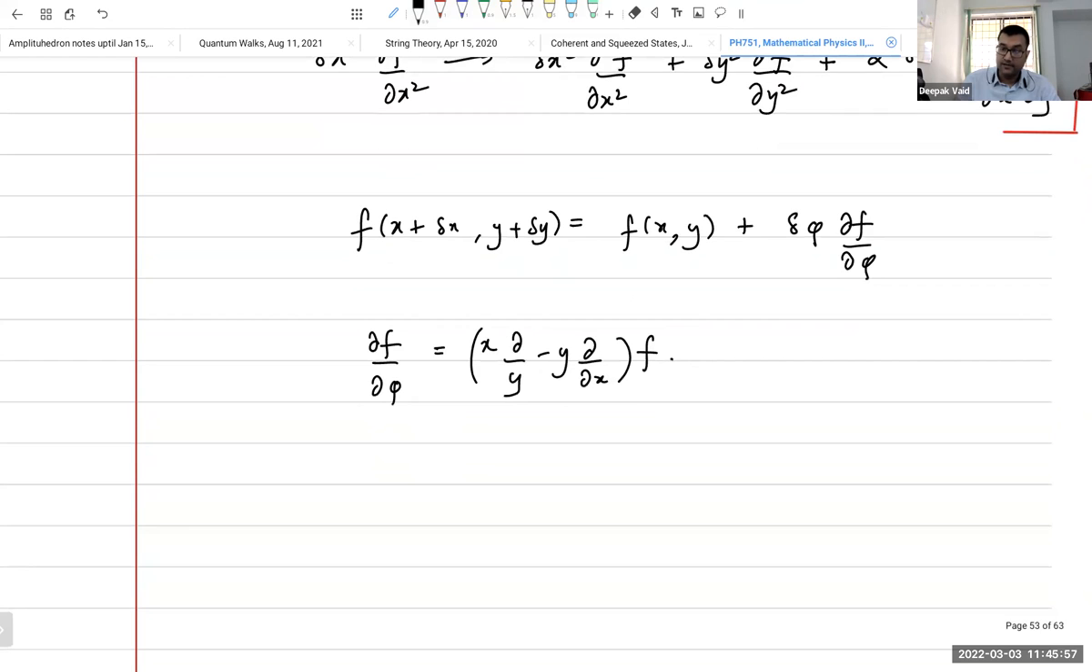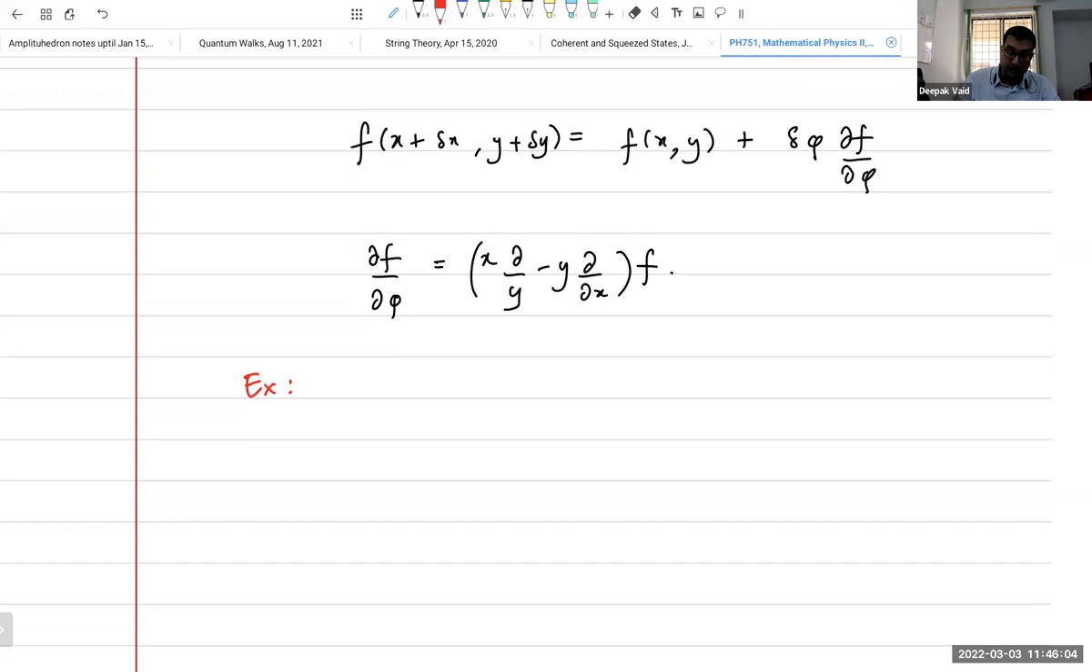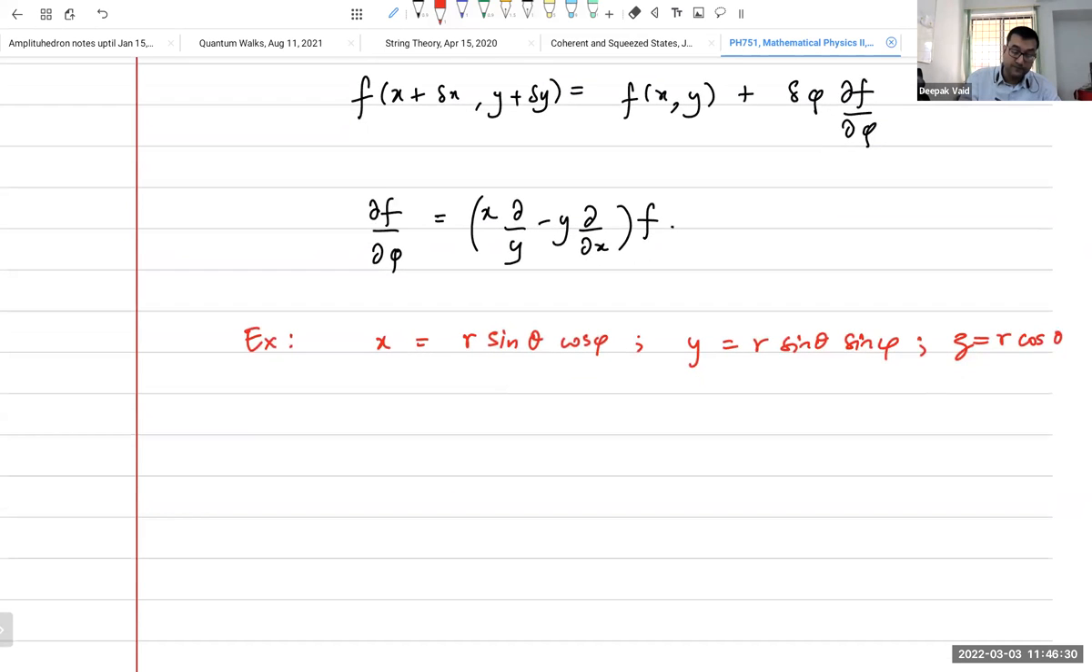And this is something that you should prove. This is an exercise in a coordinate system. When you go from the Cartesian to the spherical coordinate system, x becomes equal to r sine theta cosine phi, y is r sine theta sine phi, and z is r cosine theta, right?